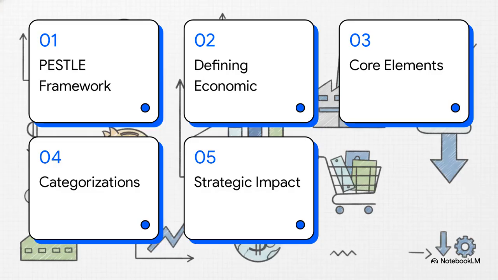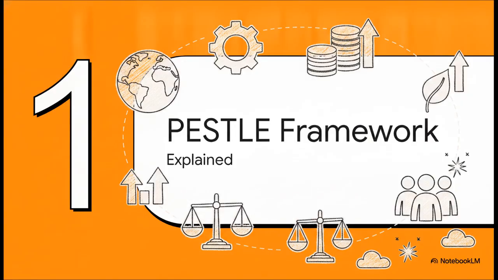Okay, so here's our quick roadmap for today. First, the PESTLE framework explained. Second, defining the economic environment. Third, core economic elements. Fourth, tricky categorizations: what counts. And finally, number 5, the strategic impact. All right, kicking things off with Section 1, the PESTLE framework explained.